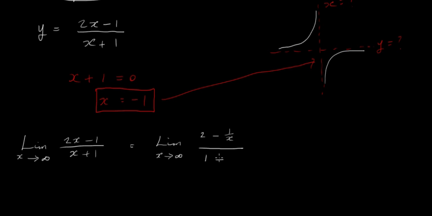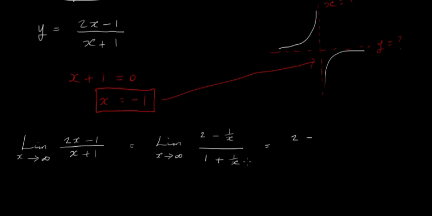Divide 1 here by x, and you get 1 over x. Okay, so let's find the limit of this function now. It's the same function, but you know that the limit of 2 is just going to be 2, so that's just going to be 2.